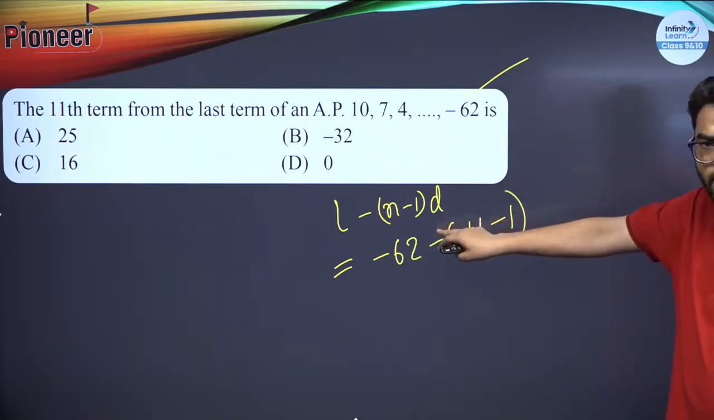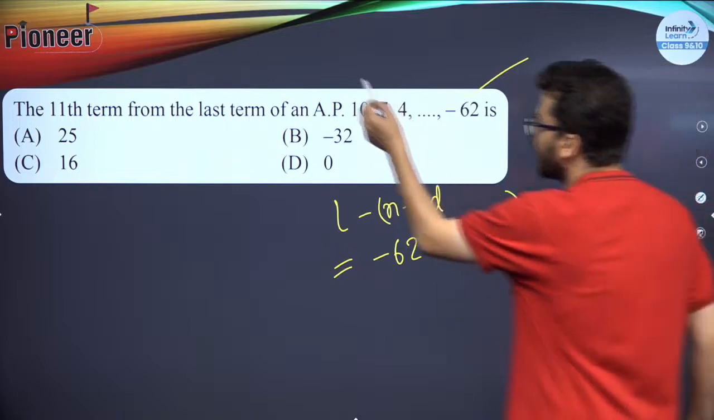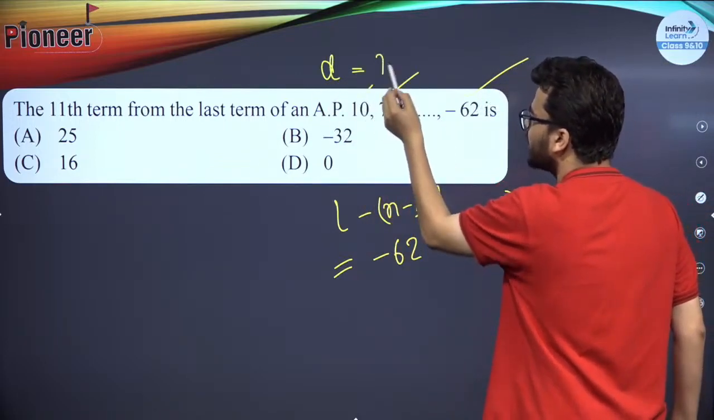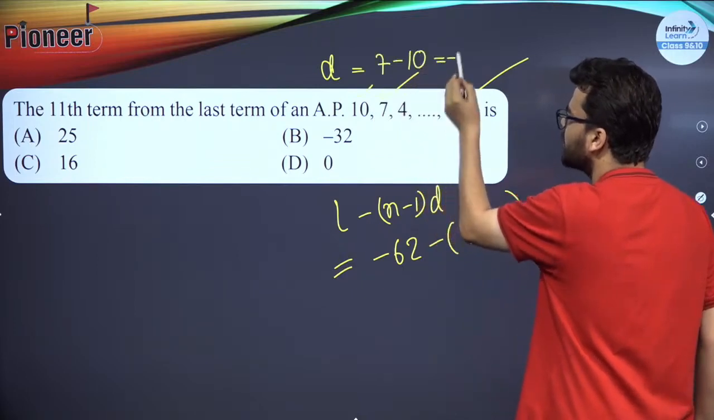Now d, what is d here? The common difference here is nothing but 7 minus 10. That is the common difference, so it is minus 3 here.